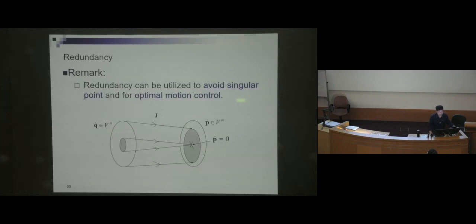So you can use the redundancy to avoid a singular point and for optimal motion control. So it's good to have redundancy, meaning that you have a robot that has more degrees of freedom than the task requires.